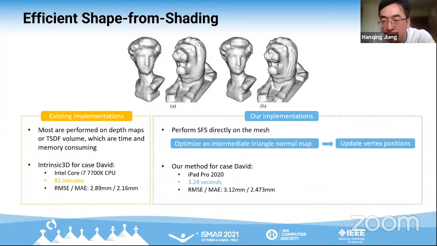Although SFS is helpful for detail restoration, most existing implementations, such as Intrinsic3D, take several minutes on PC. Instead, we propose a highly efficient SFS implementation for detail enhancement on mobile platforms, which takes only a few seconds on iPad Pro. For time efficiency on a mobile device, we perform SFS directly on the mesh by optimizing an intermediate triangle normal map, followed by updating the vertex positions according to the optimization of the normal map.